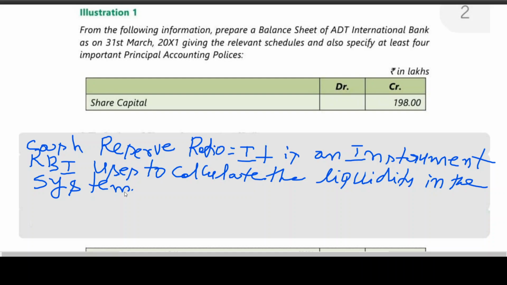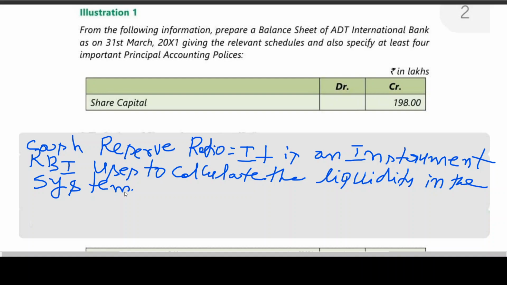Cash reserves can be maintained by way of either a cash reserve with itself or as a balance in a current account with the Reserve Bank of India. Is this clear? We have two options. Either they can maintain that cash reserve with themselves or as a current account balance with the Reserve Bank of India.